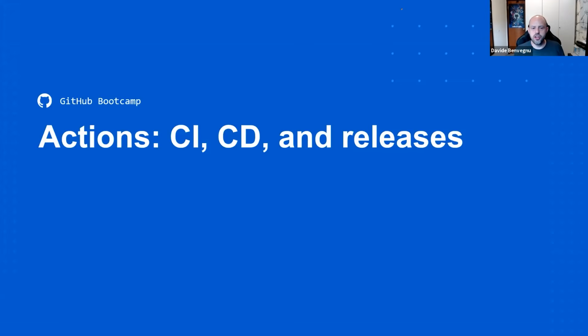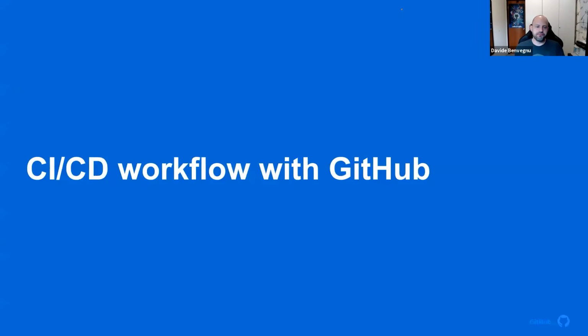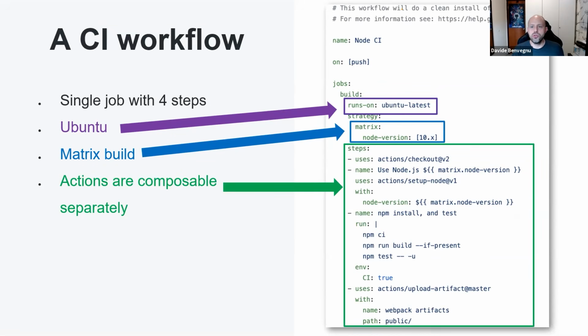Let's talk now about more CI, CD, and release topics. We will see how to do CI, CD with GitHub. We talk first about CI, then we talk about CD, and then release management. How does this translate to GitHub Actions?